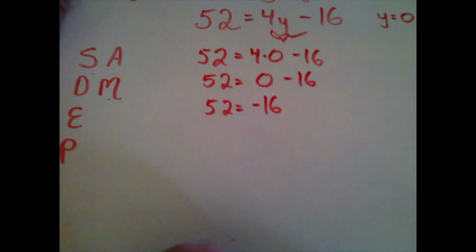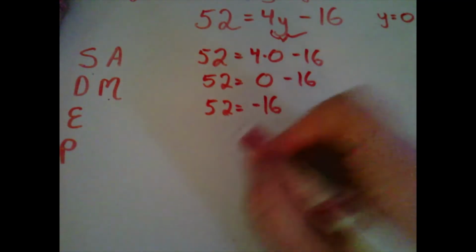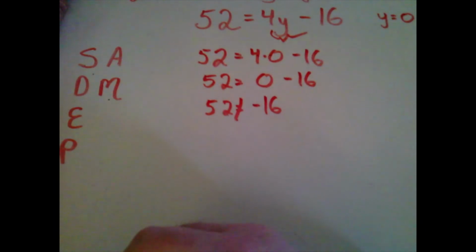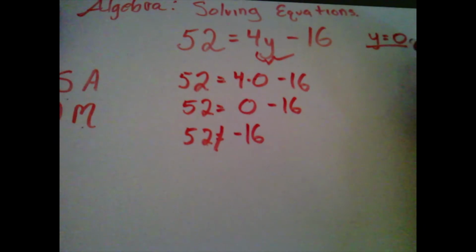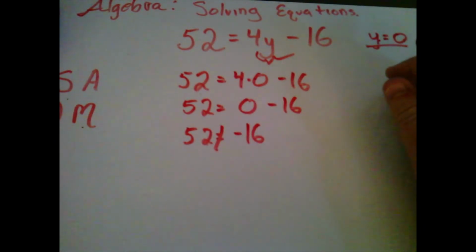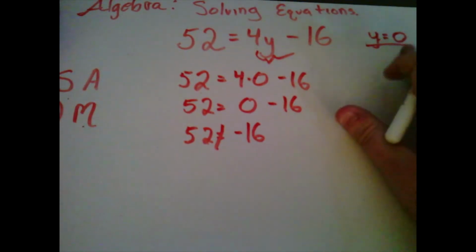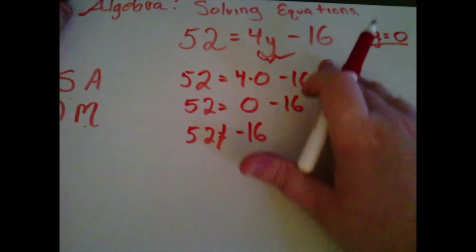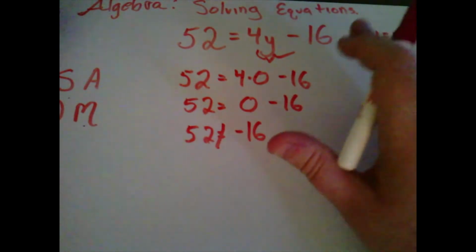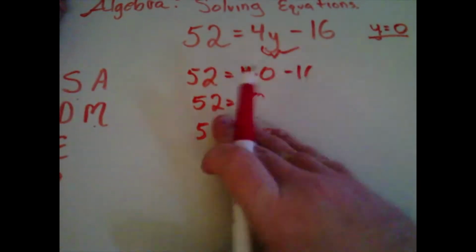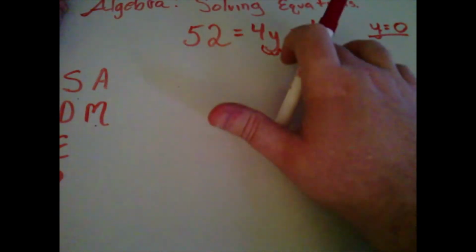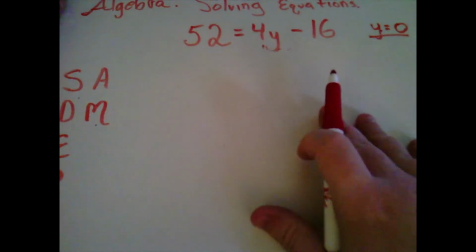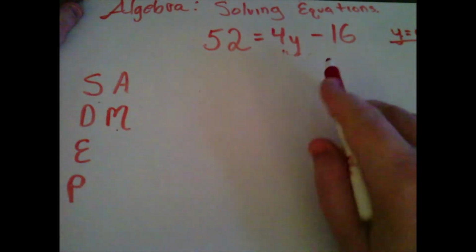We're going to stop here because 52 does not equal negative 16. It is not equal to that. Meaning that for the selection of the number 0 for y, this is not a true statement. So selecting 0 does not work for y. But there is indeed a number that does work, and that's what we're going to go over today. We're going to find the number that can be y that makes this a true statement.